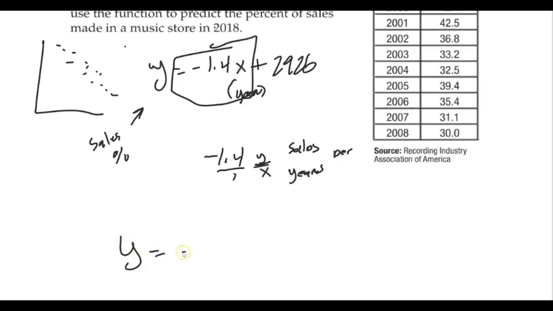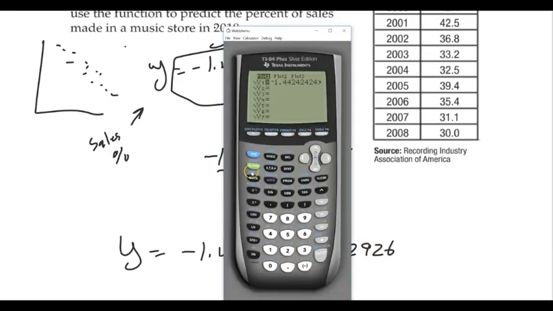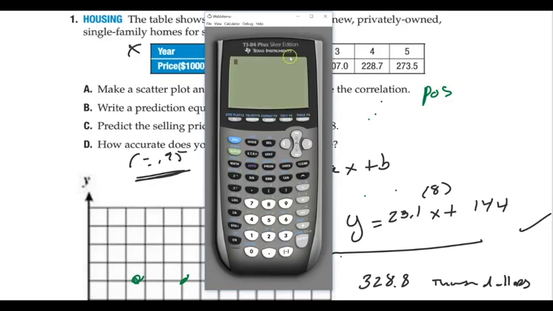Y is going to equal negative 1.4 times 2018 plus 2926. Plug that into our calculator. And I got 15.4. Actually, let me show you how I did it. One way of doing your calculation of 2018, if you press second calc, it lets you type in a value. Like let's type in 2004. It'll tell you, oh, in 2004 it's 36%.